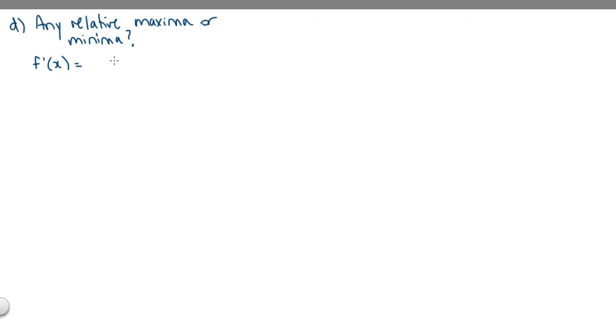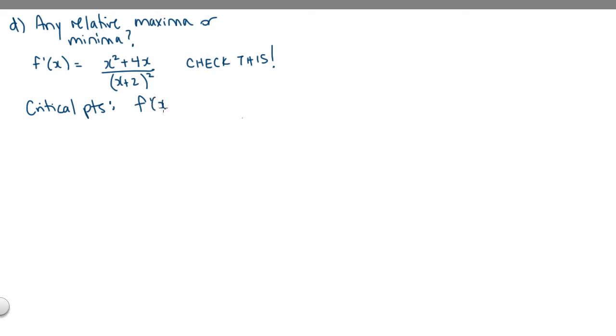So f prime of x comes out to x squared plus 4x over x plus 2 all squared. And I'm going to write "check this" because I really do encourage you to go through the calculation there, do a little bit of simplifying and make sure that you can come up with this derivative. Critical points. We are looking for places where f prime of x is equal to 0 or undefined. So I'm going to underline this here.